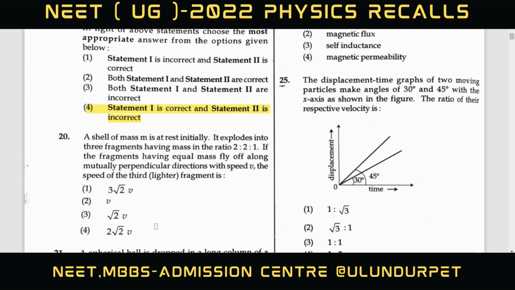20th question: a shell of mass m is at rest initially. It explodes into 3 fragments having mass in the ratio 2:2:1. If the fragments having equal mass fly off along mutually perpendicular directions with speed v, the speed of the third fragment is. The answer is option 4.